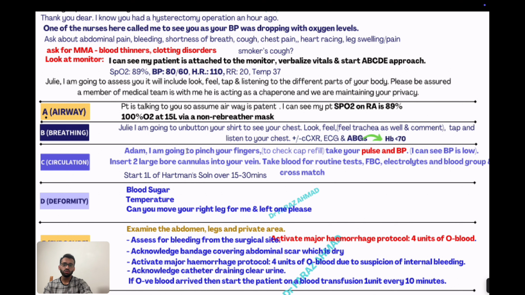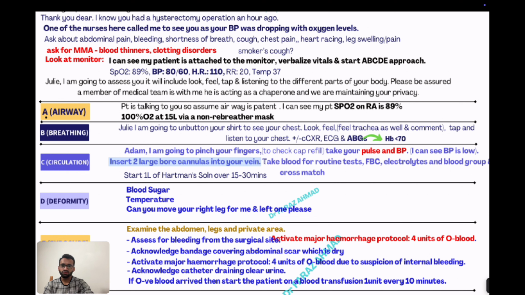Julie, I am going to pinch your finger to check the capillary refill time, and will take your blood pressure and pulse. I can see the blood pressure is low, which is 80/60, and the heart rate is 110 beats per minute. So I am going to insert 2 large bore IV cannulas into your vein. If 1 large bore cannula is already there, you will say I am going to add 1 more large bore IV cannula into your vein, and then you will do what?